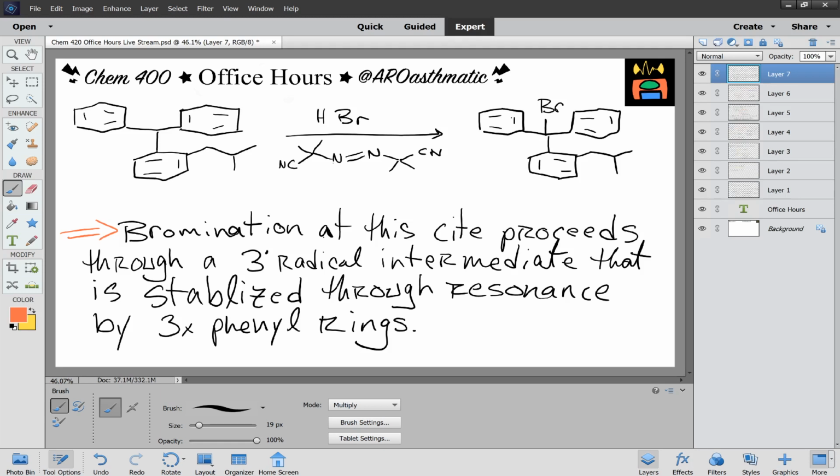Cool. So Fuzail, that is the answer to number 6. Hopefully that was helpful.